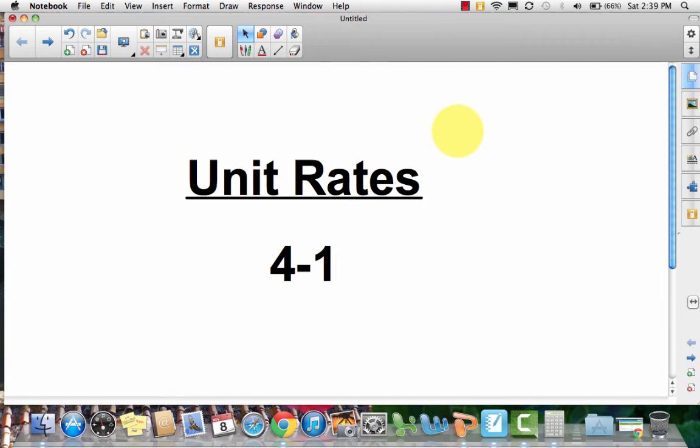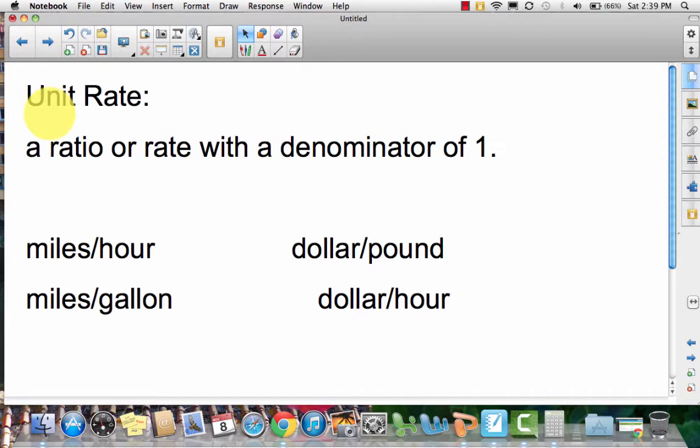This video discusses unit rates and it ties with lesson 4.1 in your textbook. So to start off, just a reminder, a unit rate is a ratio or a rate that has a denominator of 1.